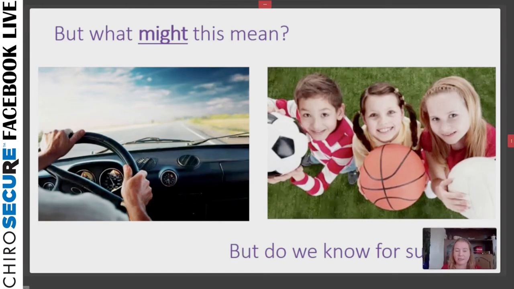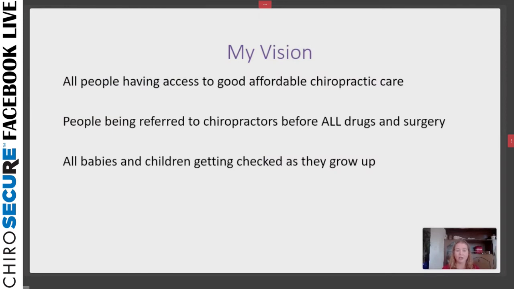So I wouldn't go claiming those things yet, but it's what it implies that the effects of our care would have. I hope you get the distinction. It's really quite an important one. So my vision really is, and one of the things that gets me out of bed every day, is that I think chiropractic care should be available for everybody. Affordable, great chiropractic care should be available for everybody.